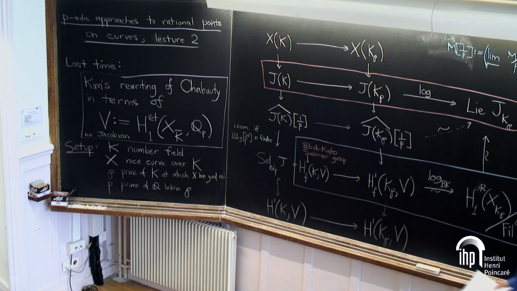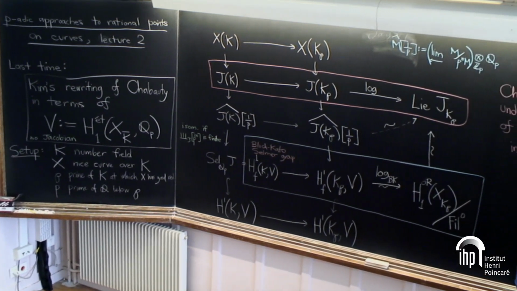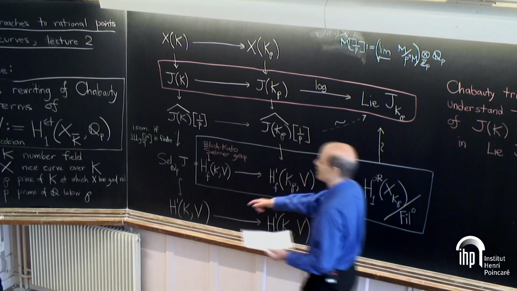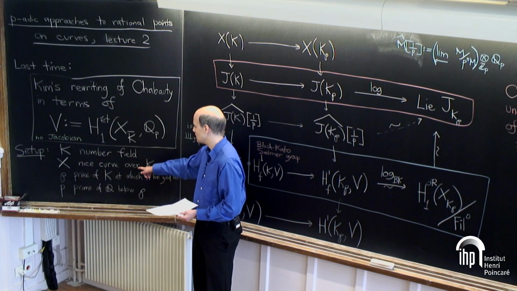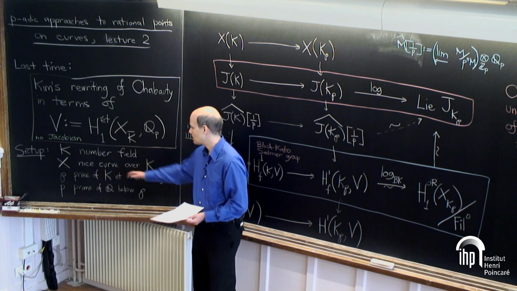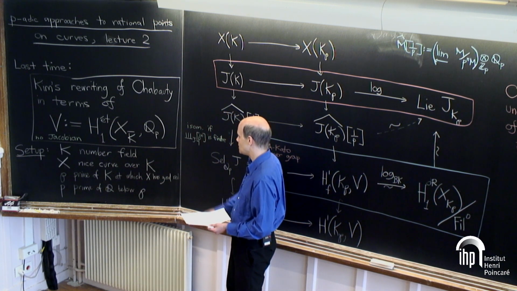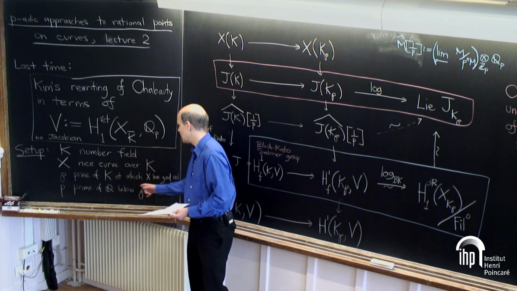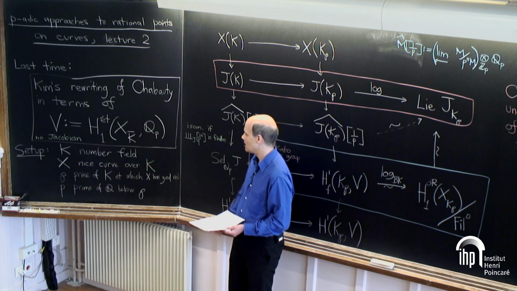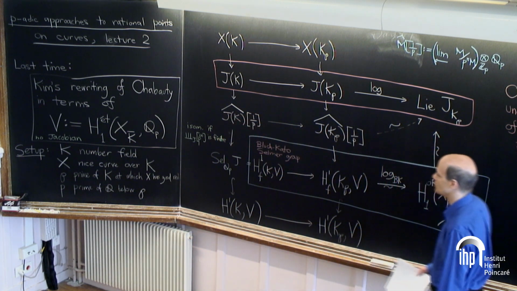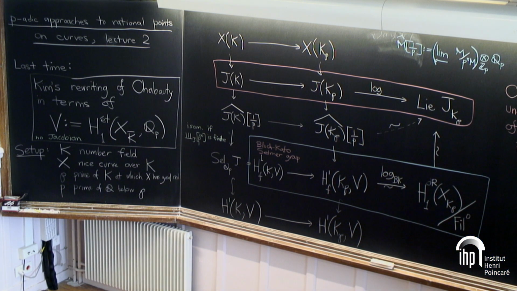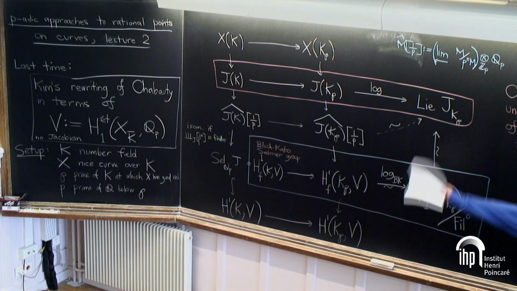All right, so I want to review what I started last time, which is this huge diagram, and let me start by reminding you what the setup was. K was a number field, and X is a nice curve, so smooth, projective, geometrically integral, and I fixed a prime of the number field where X has good reduction, and then p was defined to be the rational prime below that prime of the number field. Okay, well then you have this diagram.